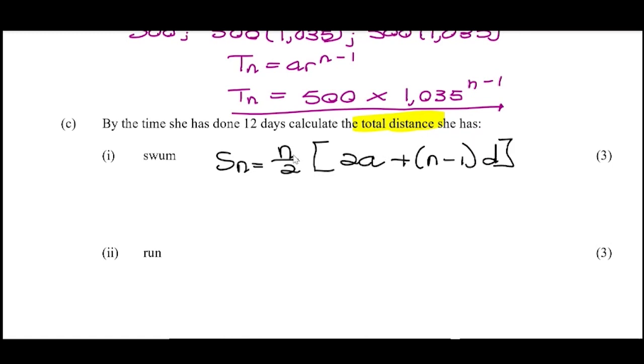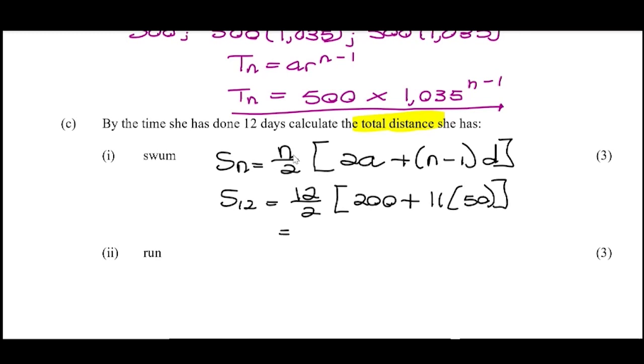Right. And we know we're talking about 12 days. We want the total distance after 12 days. It's going to be 12 over 2 lots of A. Remember, she swims 100 meters on the first day, so it'll actually be 200. And this is going to be 11 lots of D. And remember that D is 50. Right. And what we end up with here as a total is 4,500 meters. Or we could write that as 4.5 kilometers. That's how far she swam in total.